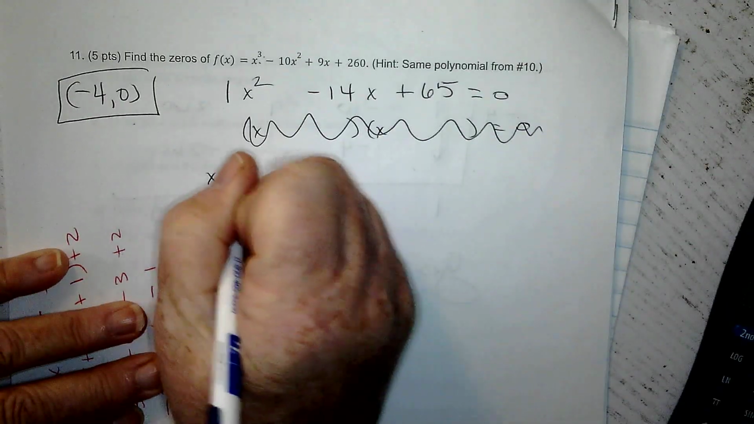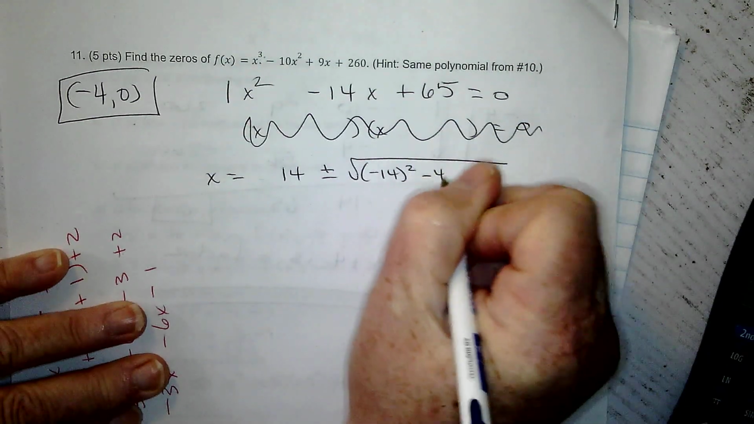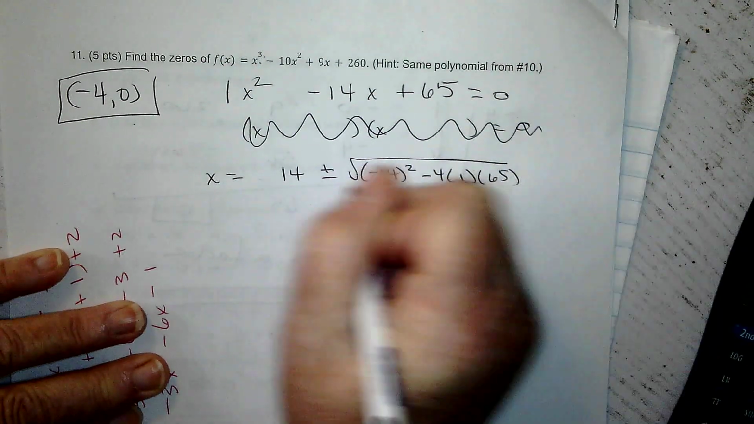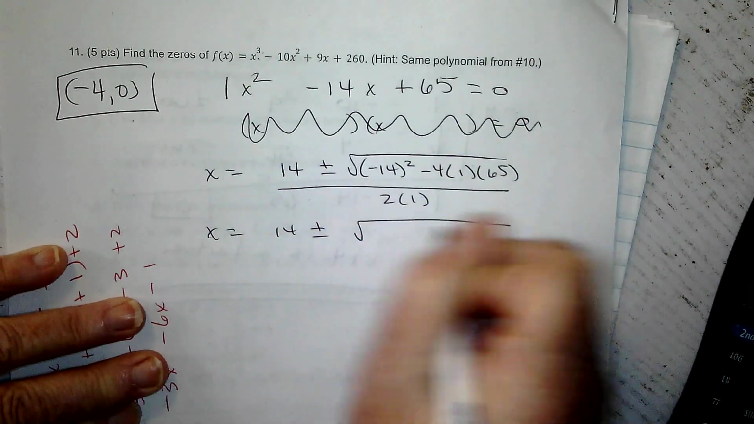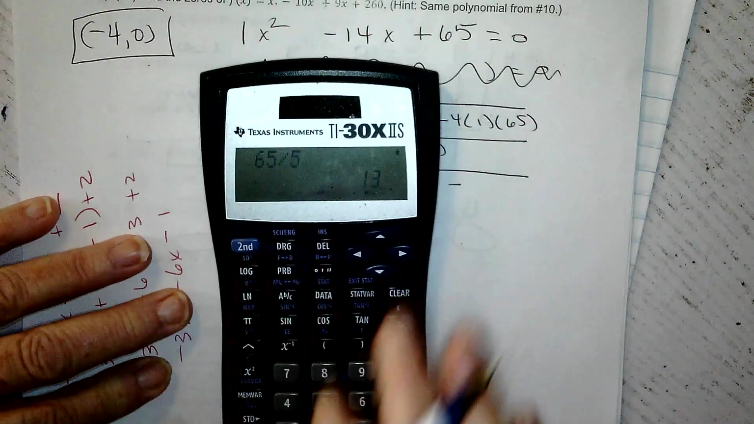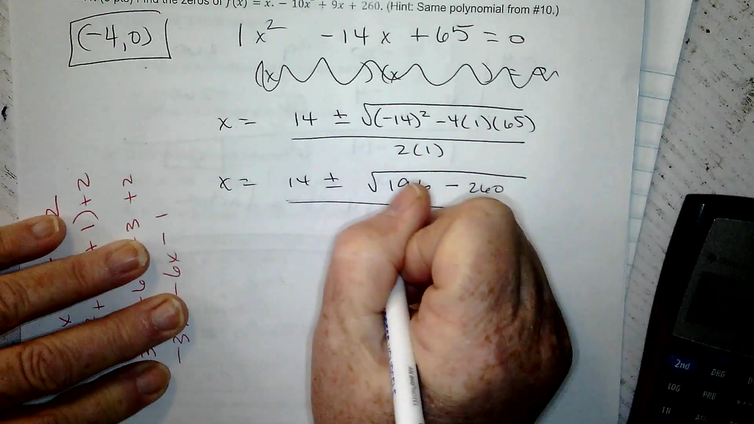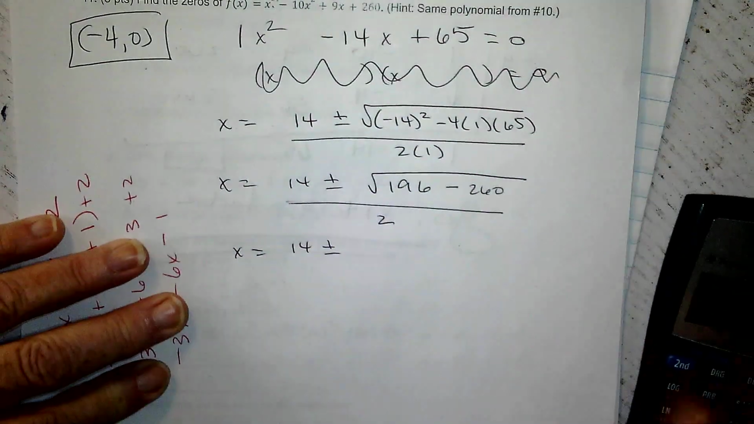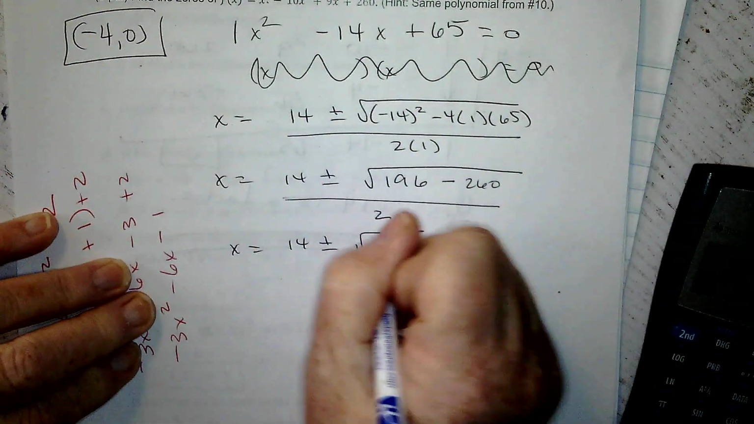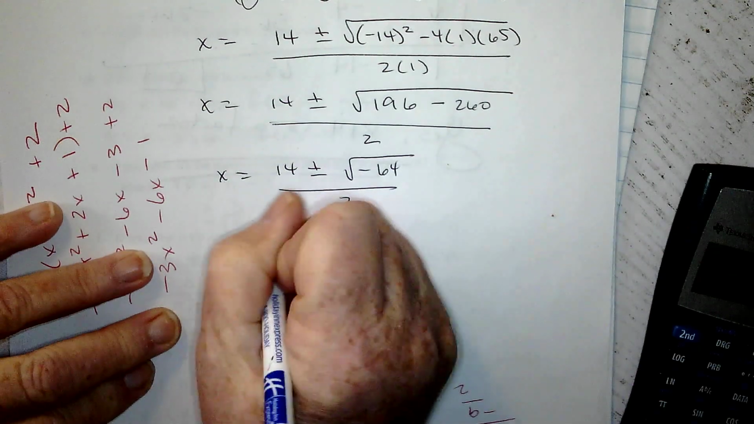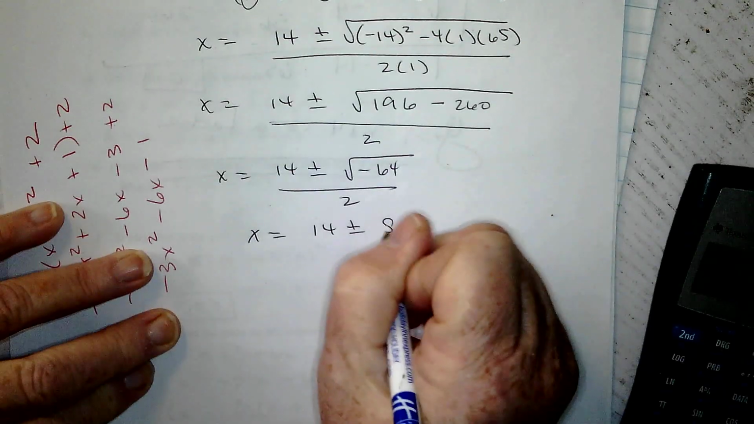X is equal to negative b, so 14, plus or minus the square root of b squared minus 4 times a times c, all of that over 2 times a. 14 plus or minus the square root of 196 minus 65 times 4, which is 260. Should have remembered that. Oh well. X is 14 plus or minus the square root of 196 minus 260. It's negative 64. The square root of 64 is 8. The square root of negative 1 is i, so 8i.